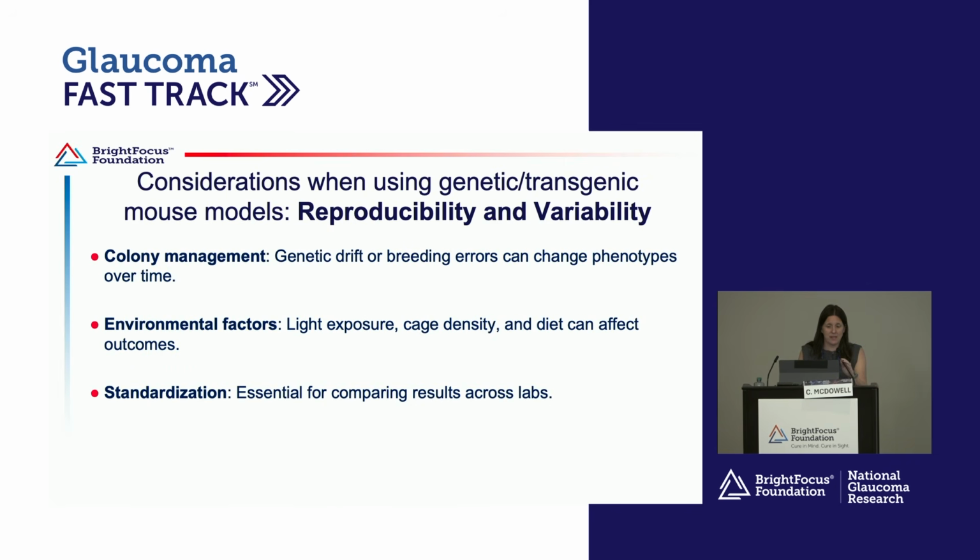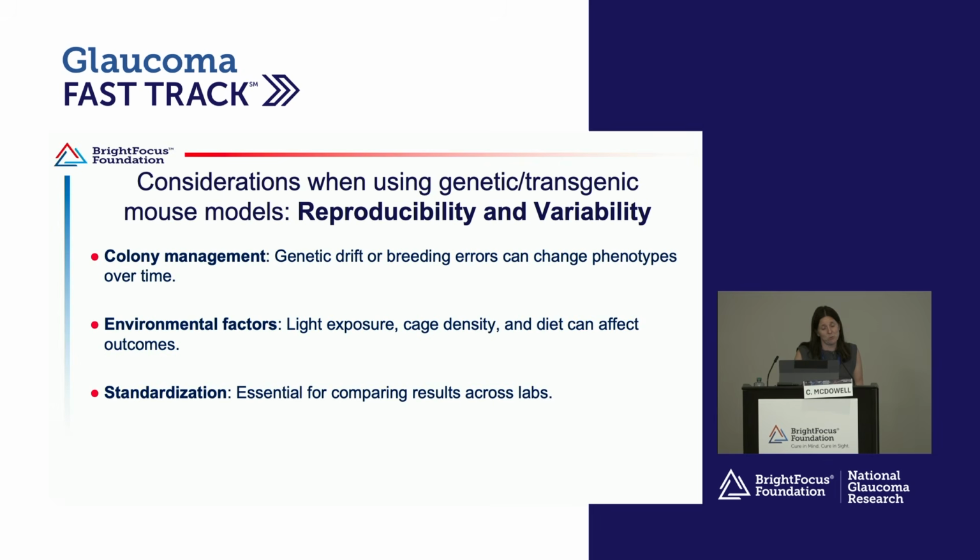And then lastly, the consideration I would encourage everybody to have is reproducibility. So colony management can have a big effect on these model systems. There's things called genetic drift. There's breeding errors that can change phenotypes over time. And if you're not properly monitoring or genotyping your animals, and say, oh, I'm breeding these homozygous knockout mice, I'm just going to keep doing it forever and never go back and regenotype to make sure that there haven't been any breeding errors, that can really confound your results or make an investigator that you send these animals to spin their wheels and not realize why they're not finding the same phenotype.